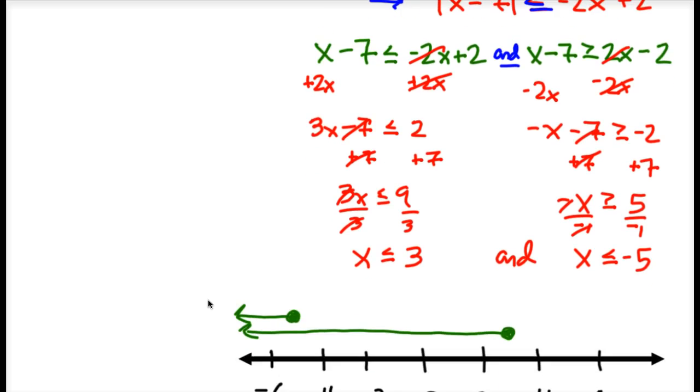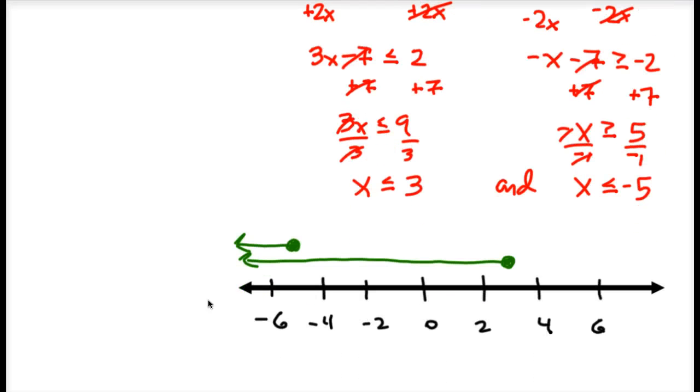And so the graph of this is going to look like this. Both of your shadings are going to be going to the left. Okay, closed dots on both 3 and negative 5. This is an and though, so you're looking for where the crossover is. The crossover is only right here. So it's only going to be all of the numbers that are less than or equal to negative 5. So this is what the graph should look like. And then this is a condensed answer. x is less than or equal to only negative 5.